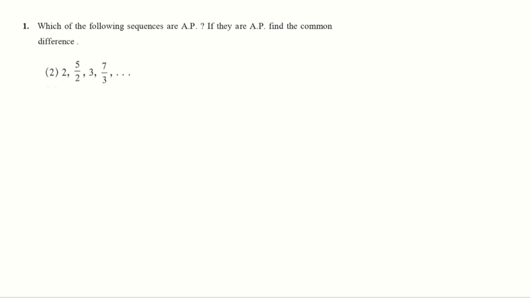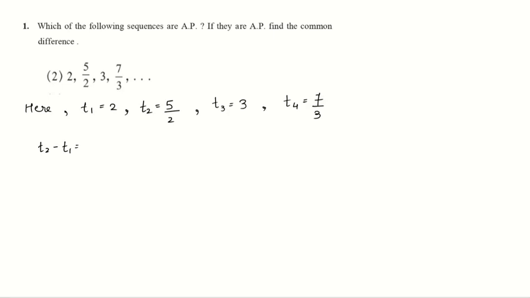The second sequence that is given is 2, 5 upon 2, 3, 7 upon 3. Let us solve this. What is T1, T2, T3 and T4? Here T1 is equal to 2, T2 is 5 upon 2, T3 is 3 and T4 is 7 upon 3. So how will we find T2 minus T1? T2 is 5 upon 2 minus T1, which is 2.